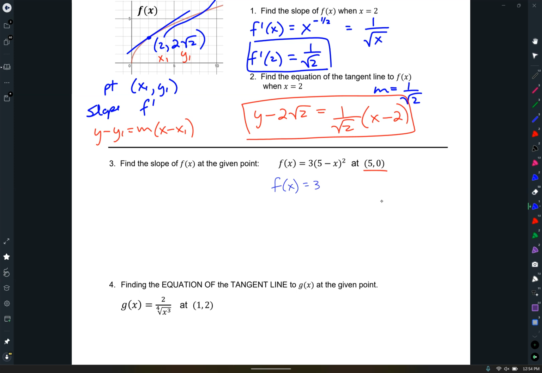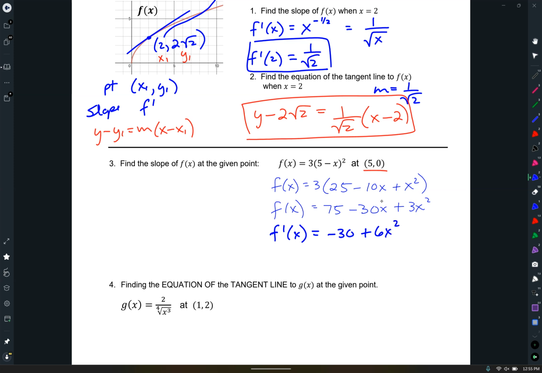That's going to be 3 times, all right, let's square it out. 25 minus double the product, so 10x plus x squared. So f of x is 75 minus 30x plus 3x squared. Now I can go in and find the derivative. Notice I'm using correct notation all the way down. Derivative of 75 is nothing. The derivative of negative 30x is just negative 30. Plus, I'm going to use my exponent rule, so bring down the 2, 6x squared.